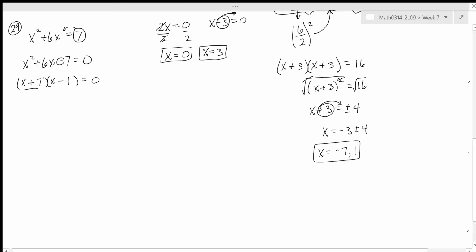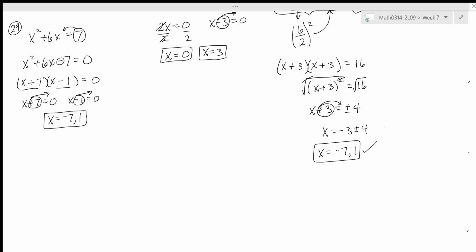And then I'm going to set each factor equal to 0. And I'm going to move the 7 over and the minus 1 over. And guess what? Same answers. Different technique. Any questions? Anybody?